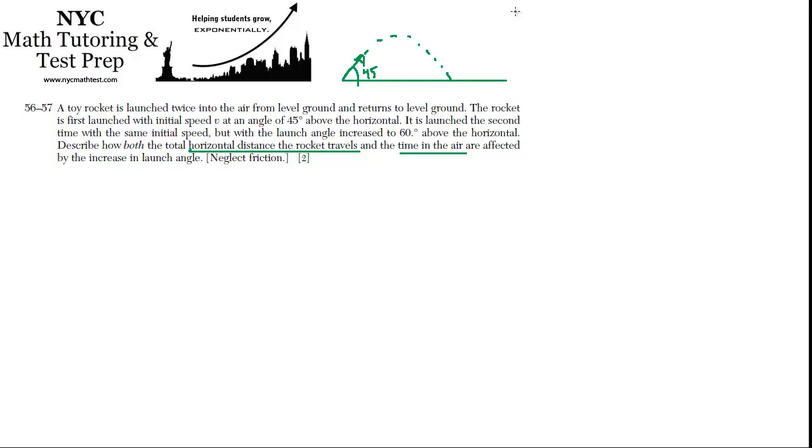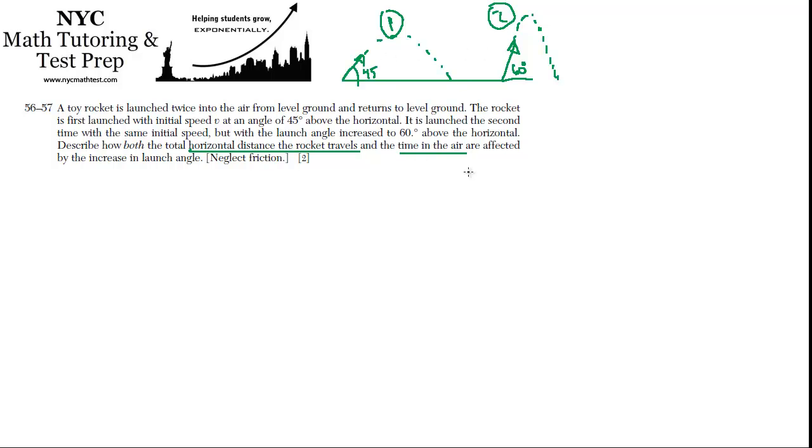And then they do it again, and I'll draw it over here. They give it a little bigger launch angle. Now all of a sudden it's like 60 degrees. And it goes higher, but the question is, does it go as far? So these are the two situations. So this is the first one they do, and this is the second one they do. And they want to know about total horizontal distance traveled and time in the air.